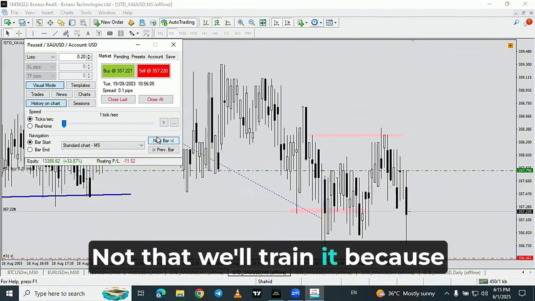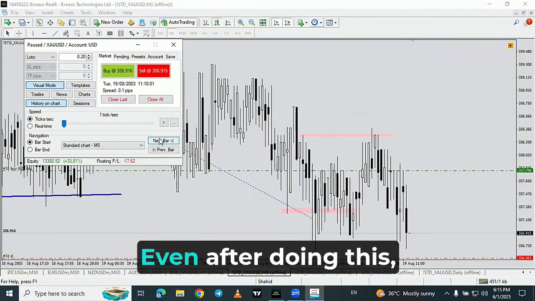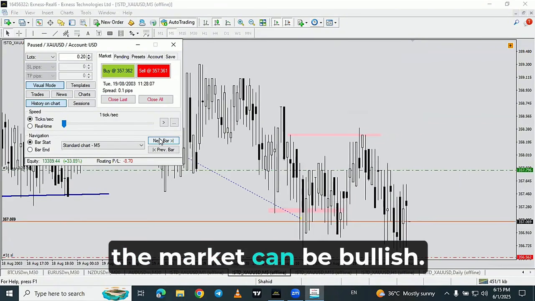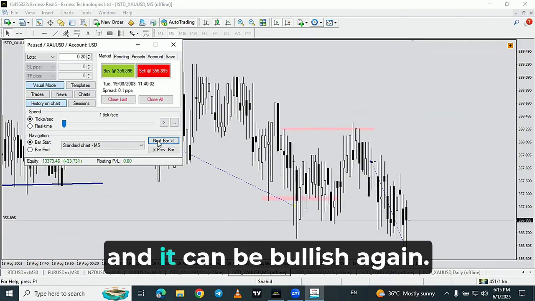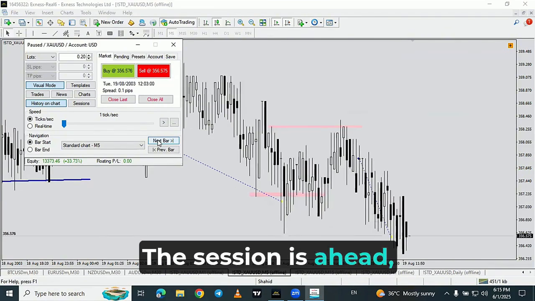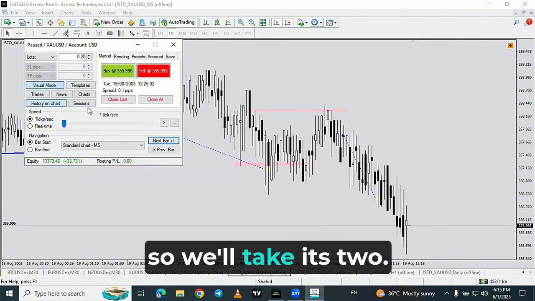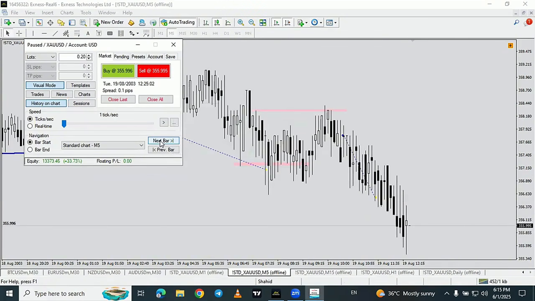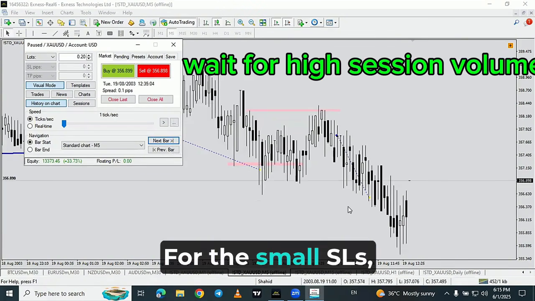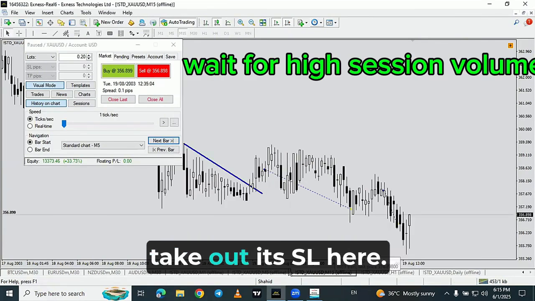We won't trade it because it's the New York session. Even after doing this, the market can be bullish. Look, it swapped it again and it can be bullish again. The session is ahead. Now the structure will shift. For the small SLs, we can enlarge the trade and take out its SL here.